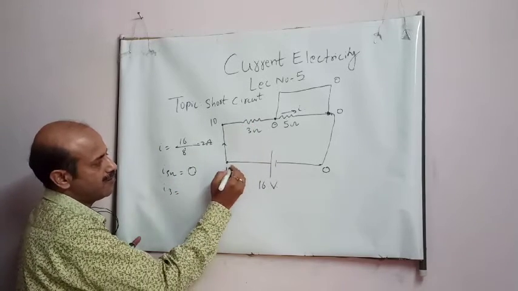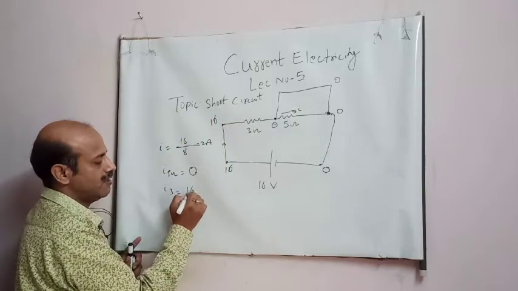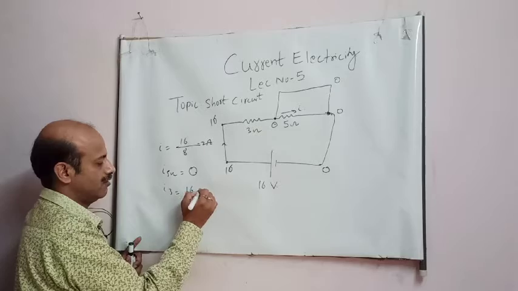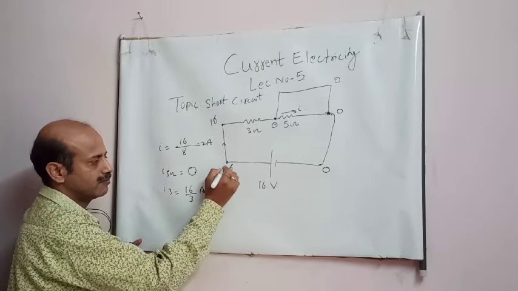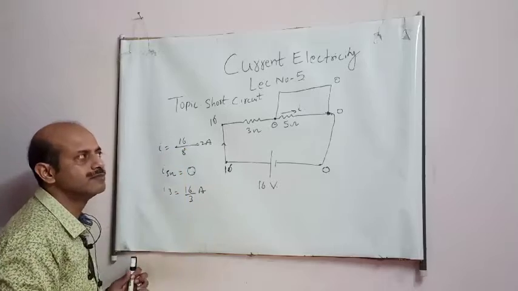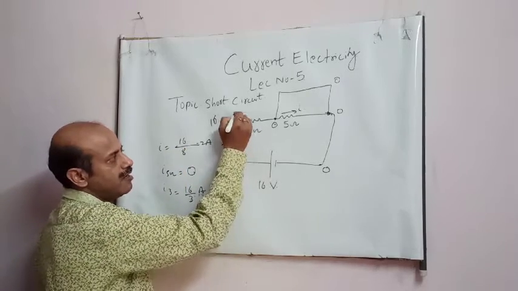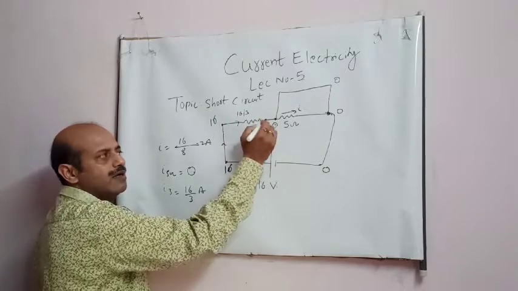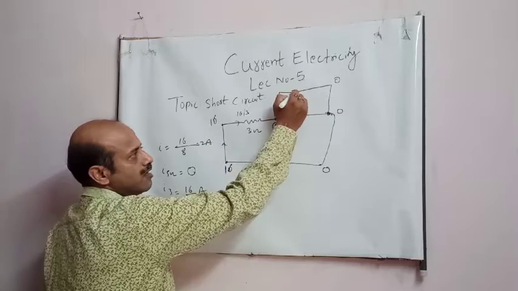Sorry, by mistake I have written 10 here, student, it is 16. 16 upon 3. This much ampere. So now, student, 16 by 3 is the current flowing here. Here the current is 0. So this current will pass from here.